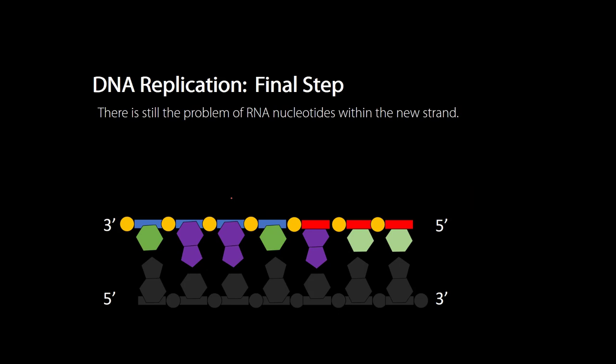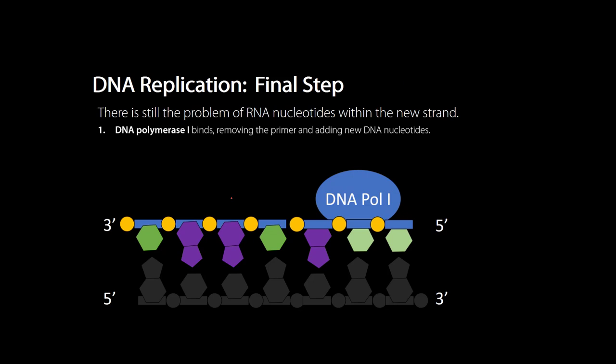So here, this could be the end of an Okazaki fragment, or rather the beginning of an Okazaki fragment, or this could be the beginning of the leading strand. In any case, we have this RNA-DNA hybrid, so DNA polymerase 1 comes in and removes those RNAs and replaces them with DNA. Okay? And then, when it leaves, in order to fuse the old and the new, ligase comes in and glues them together. So that's that.